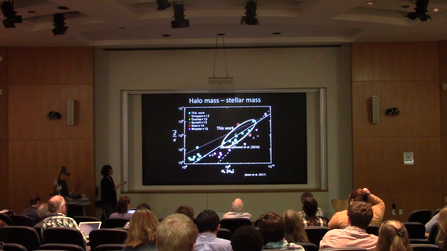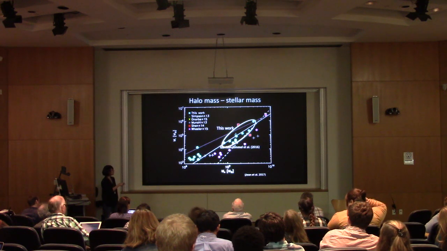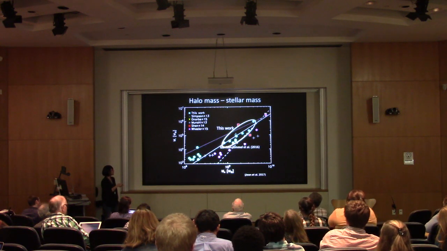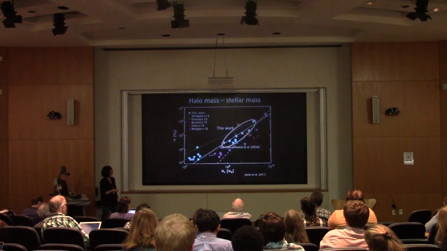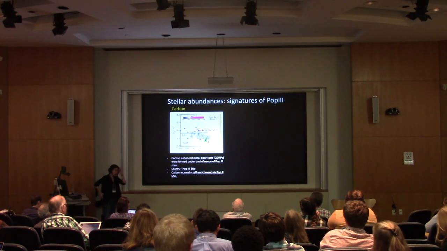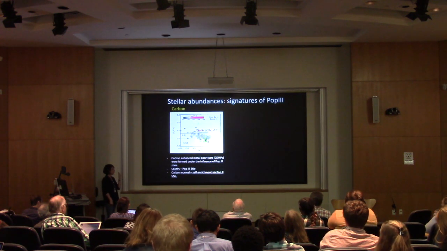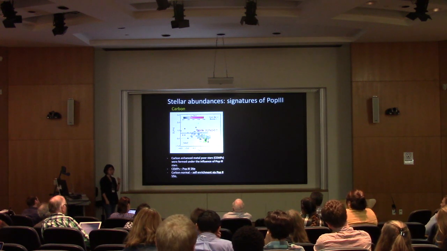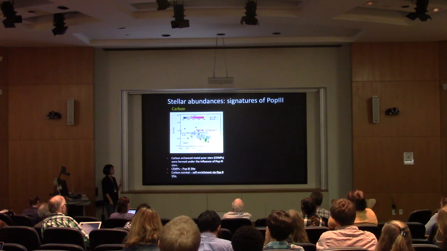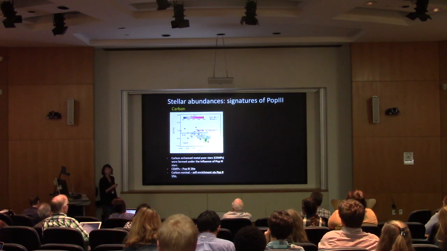So that is also fitting well with the relationship between halo mass and stellar mass, and also agrees with other work. So how can we really say that stars are actually affected by Population 3 stars? We can look at the chemical abundances.